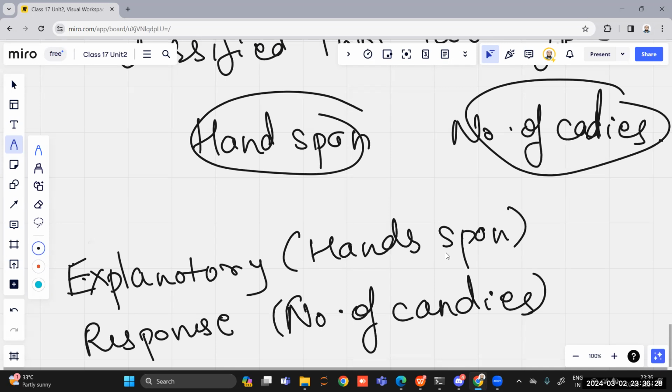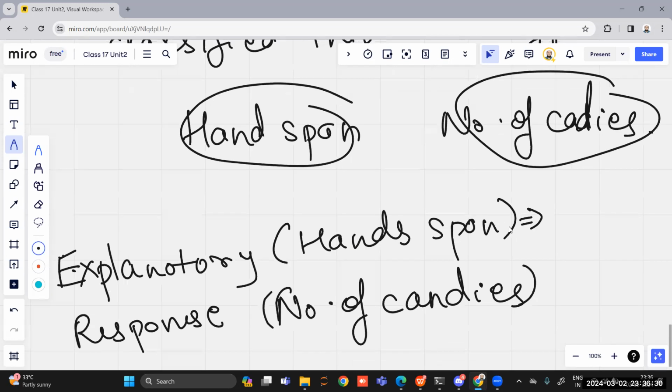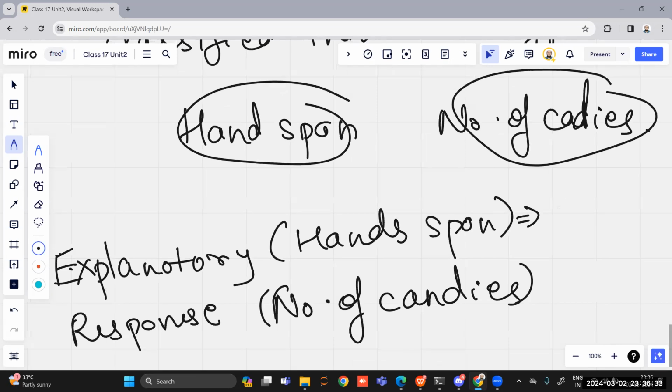There are two words for it. We can write it as... wait, dependent variable? No, hand span is not dependent. The number of candies depends on hand span. As hand span increases, the number of candies changes. So hand span is the independent variable, and the number of candies is dependent.